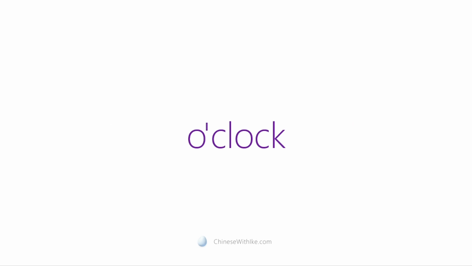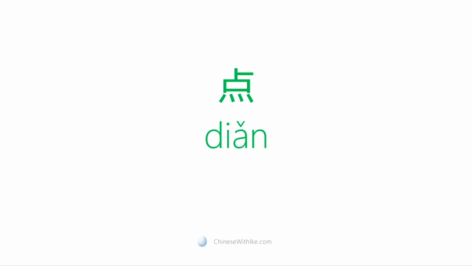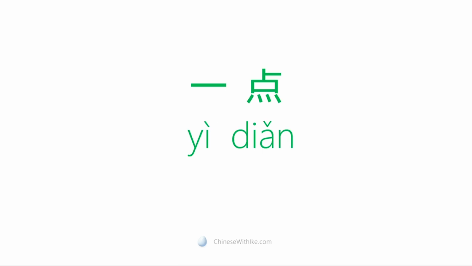When you express time, you need to add a clock always behind the number of hours. So to say a clock in Chinese is 点. And try to say 1 o'clock. Remember the rules of the pronunciation of 1. 1点, because 点 is the third tone.